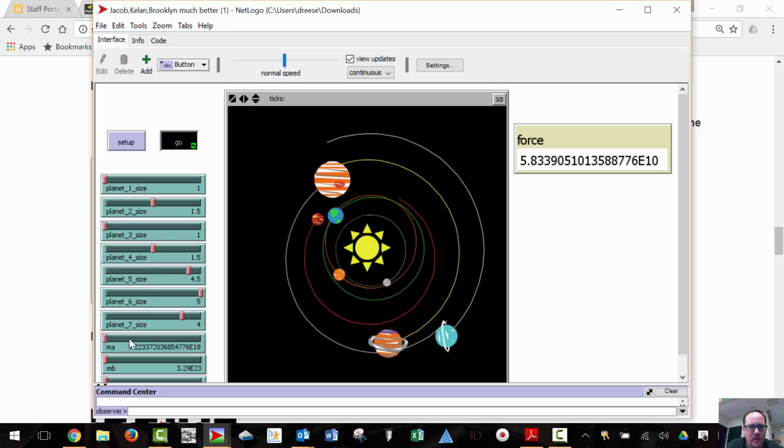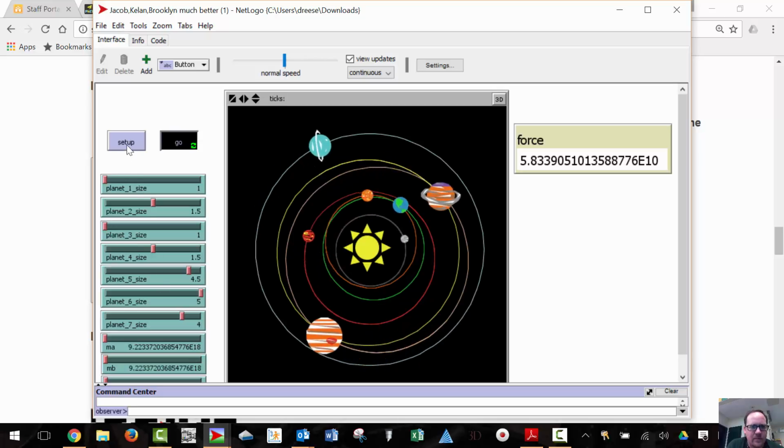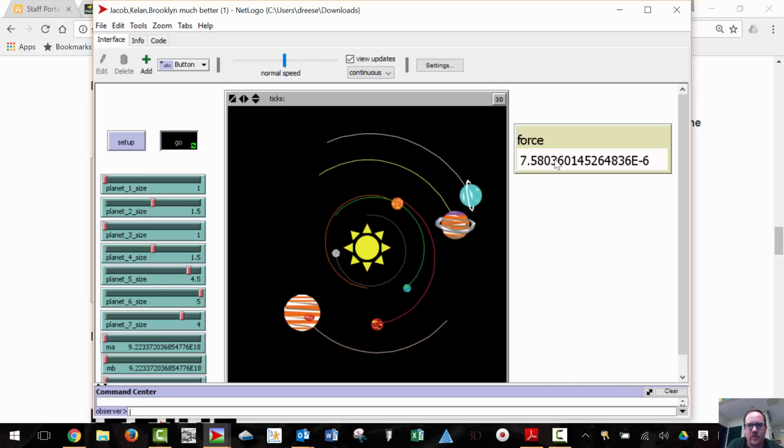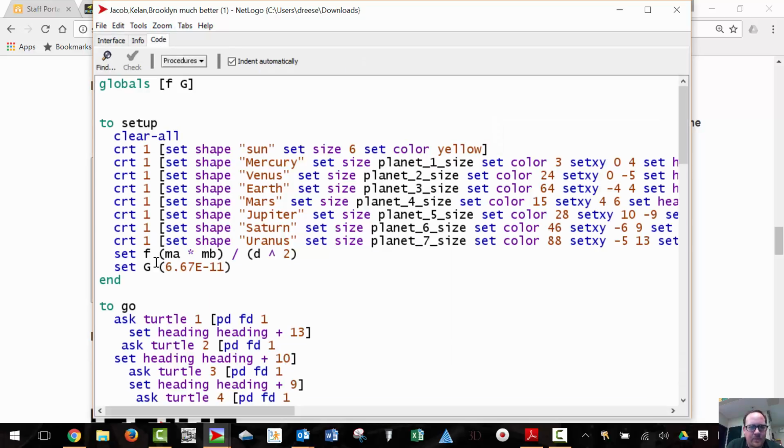Here's mass A and mass B. So you can kind of take this and change it to different values and hit setup, and as you can see, the force would change. As that happens, you go into the code and you can see they've embedded the universal gravity equation right here. And this one actually is funny because this set G needs to go above the set F, and they need to put the G into the equation. So they're setting G, but it's not affecting the gravity equation yet. But that's what happens when students are coding for the first time.